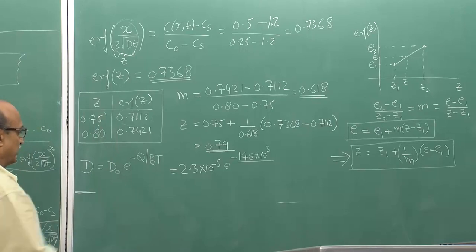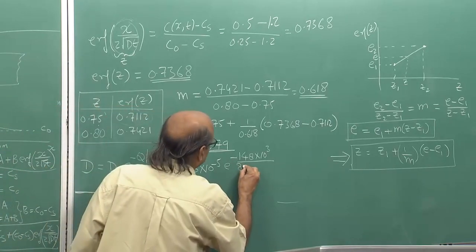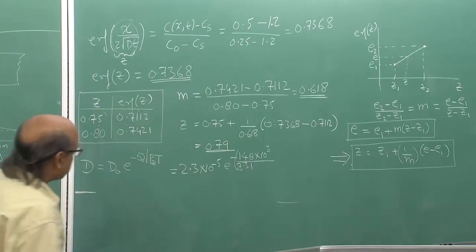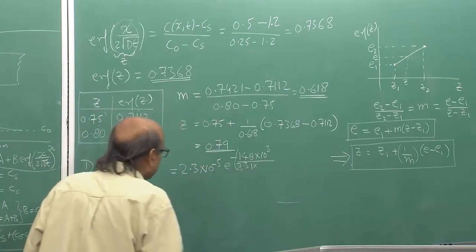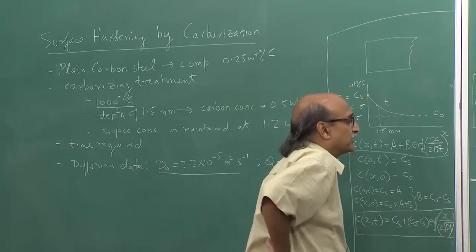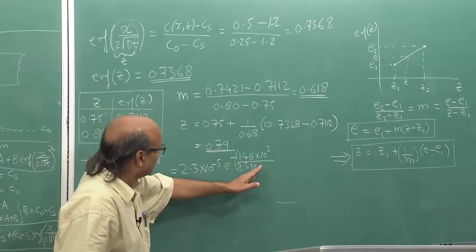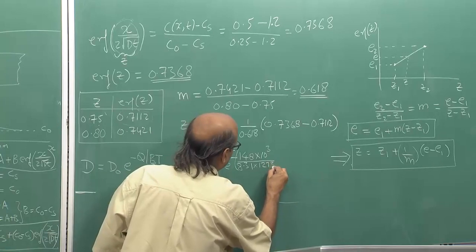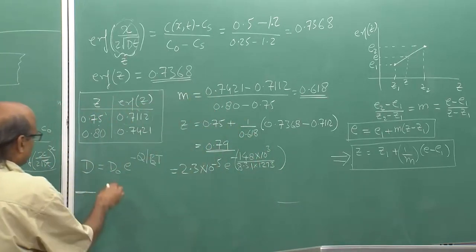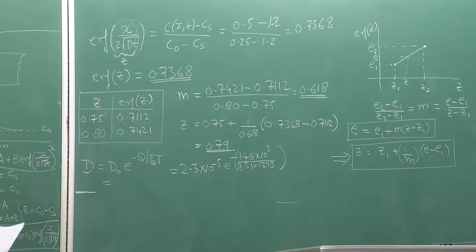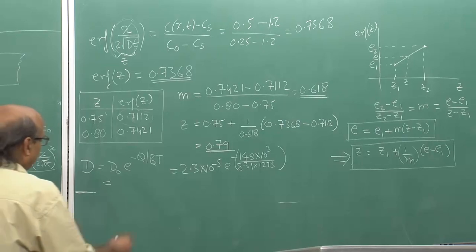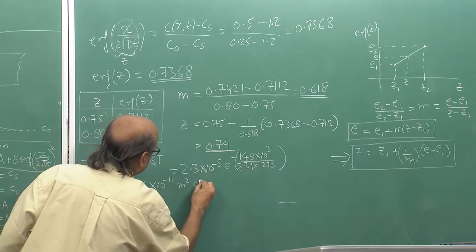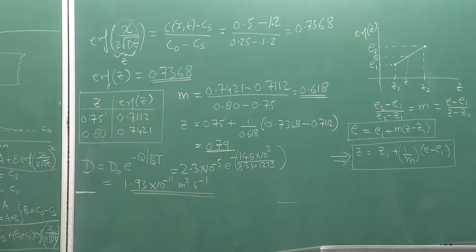divided by R, the gas constant, which is 8.31 joules per Kelvin per mole, multiplied by the temperature at which I am doing the carburizing, and I am doing it at 1000 degrees centigrade. I need to convert this 1000 degrees to Kelvin, so I will write 1000 plus 273, so 1273 becomes the temperature. This gives me the value of the diffusion coefficient as 1.93 times 10 to the power minus 11 meter square per second.